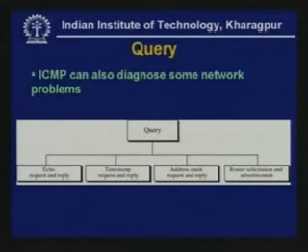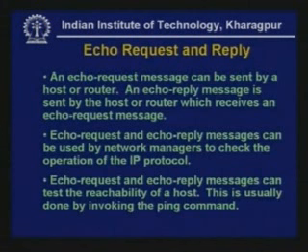Now let us come to queries. ICMP can also diagnose some network problems. For example, echo request and reply, timestamp, address mask, router solicitation and advertisement. So these are examples of queries. We will just see a few of these also. Echo request and reply is used very often when you want to find out whether a network is up and running or not.